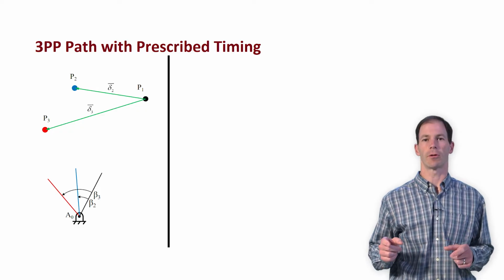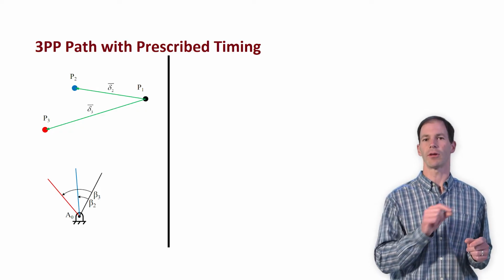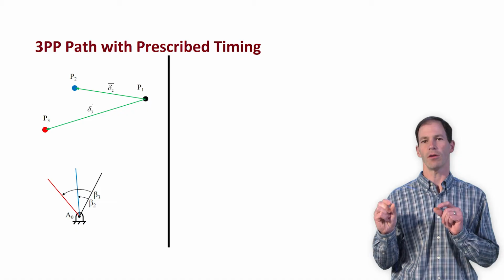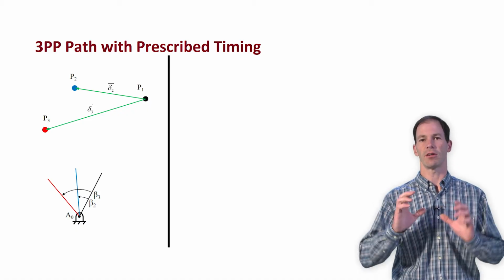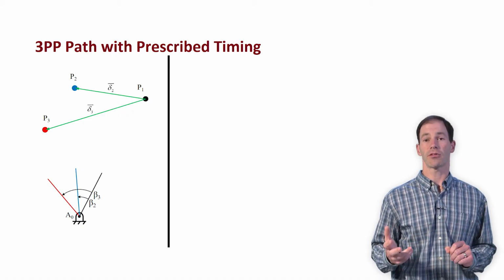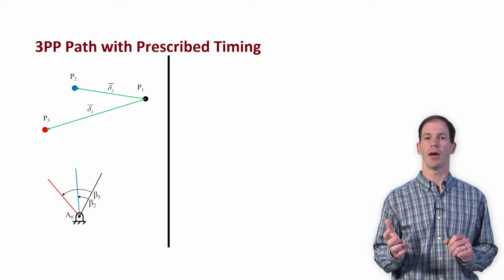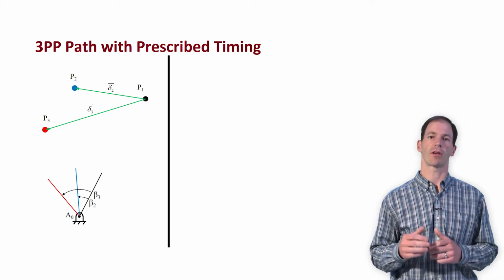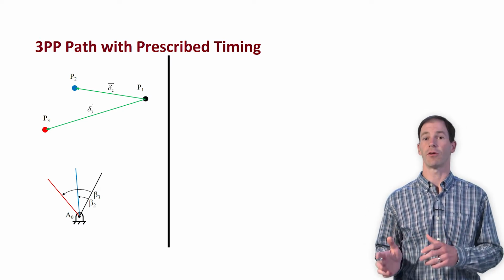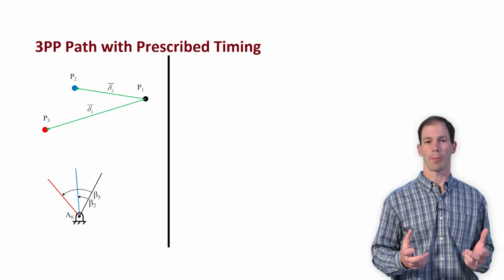Remember, path generation, we're concerned about a point moving through space. We're only concerned about where is the coupler point. We don't care about the orientation of the coupler. When we add prescribed timing, we're also interested in what is the rotation of the input link as I go from the first position to the second and the first to the third. So that would be the prescribed timing piece.